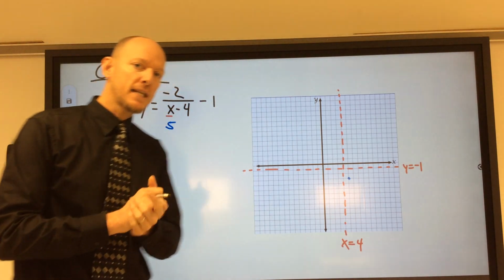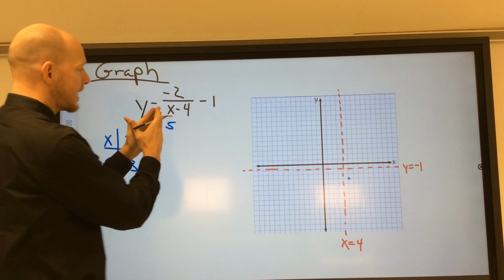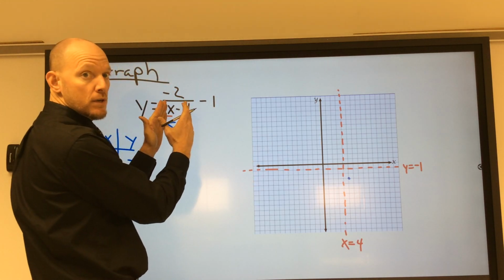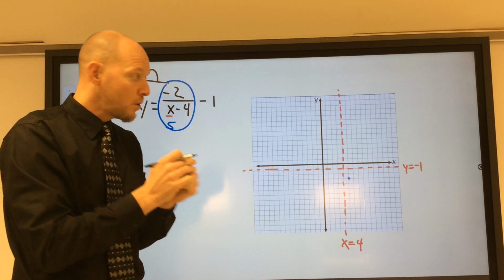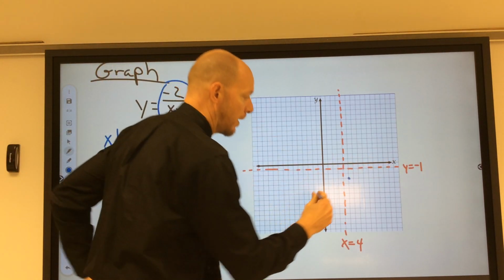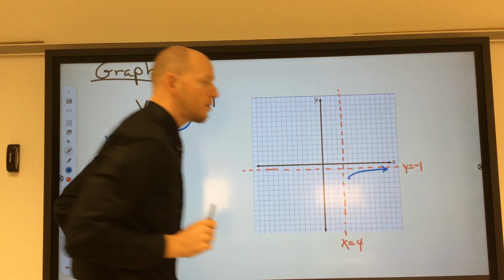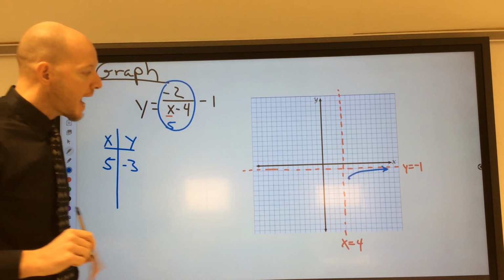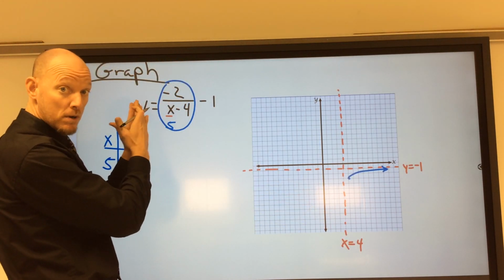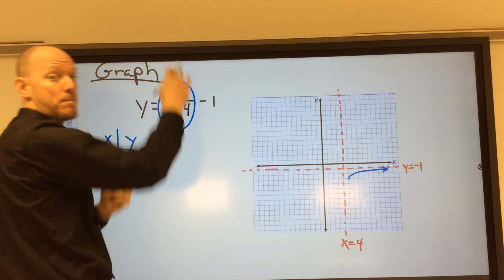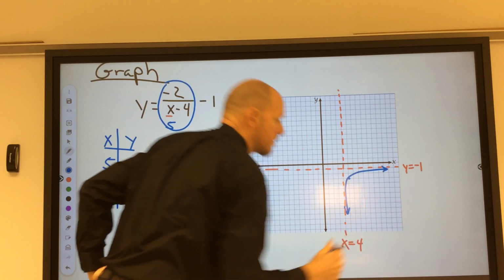And if we think about what's going to end up happening here, it's going to be synonymous to what we've done before. As I get larger x values, it's going to make this fraction smaller and smaller, which is going to approach -1. So as I go to bigger numbers, I'm going to approach -1. And as I get closer to 4, I'm actually going to make a bigger number here. So it's going to be like so.